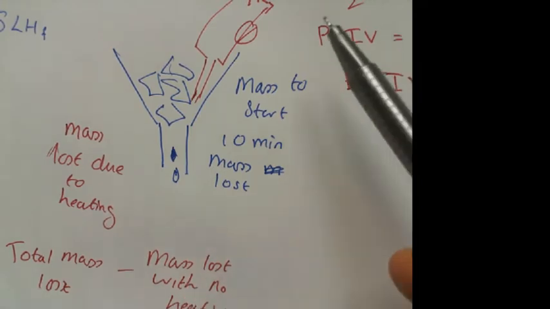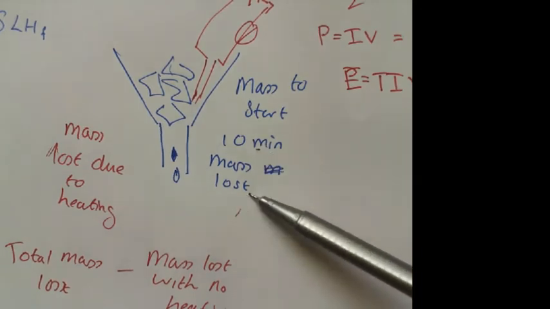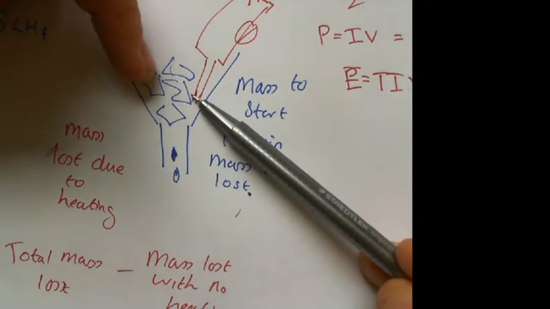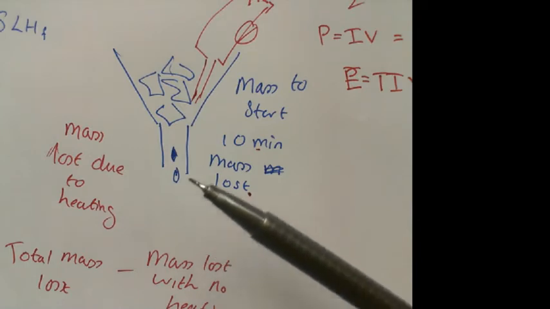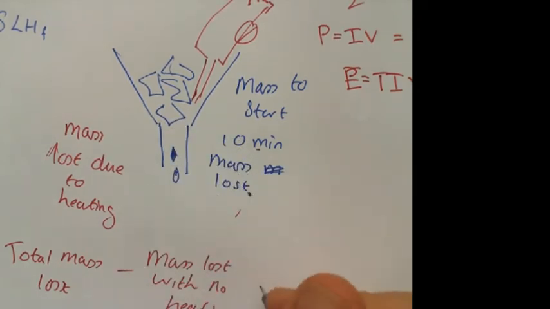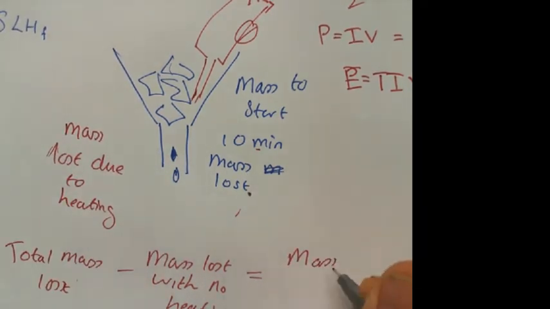So what you're saying is, first of all do it without a heater for 10 minutes and measure the amount of mass that's lost. Then start again with exactly the same amount of mass, but this time with the heater, and this time measure how much mass is lost. So that's all of it this time, but if you want to know how much is lost due to the heater alone, then you need to do the total mass lost with the heater on, minus the mass lost when the heater wasn't on, and that will tell you how much mass was lost due to the heater.